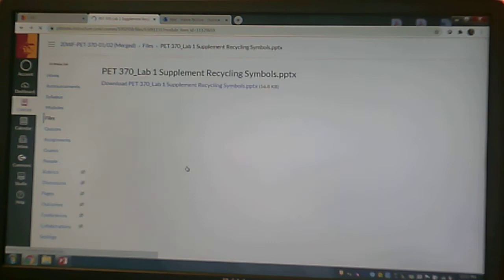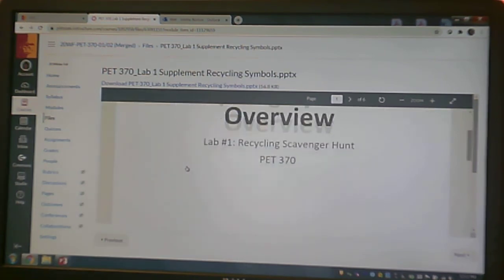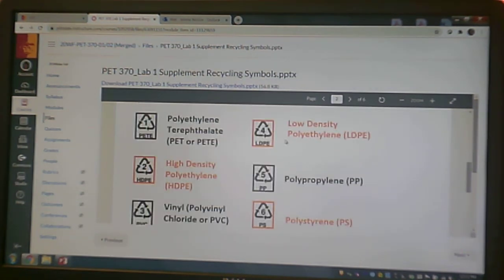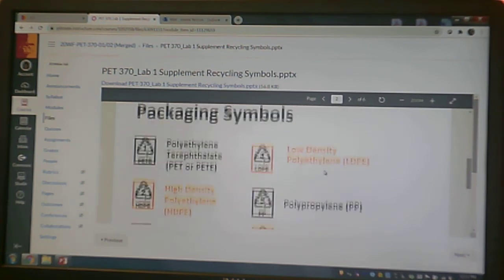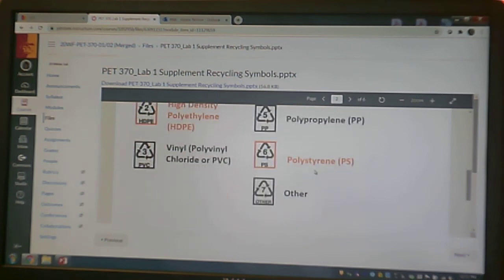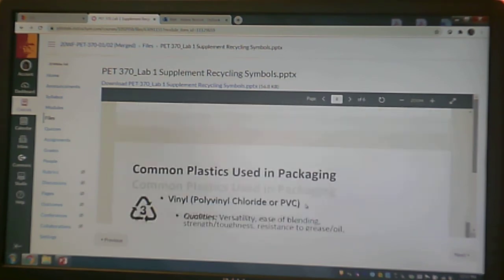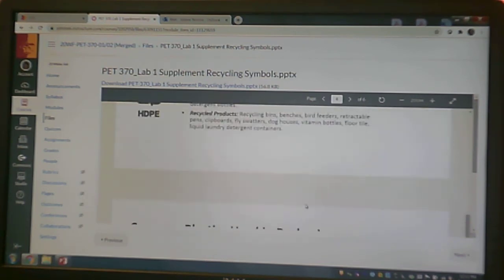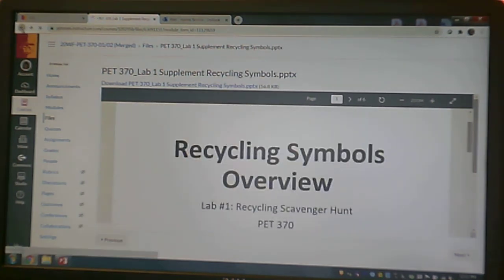So here we also have a supplement. This is very similar to the recycling codes that were presented at the end of Plastics in the Environment lecture. So these are just copies of that to give you background on the recycling symbols. So here we have the different types of packaging. So 1 is PET, 2 is HDPE, 3 is PVC, 4 is LDPE, 5 is polypropylene, 6 is polystyrene, and then we have other. And so here's some explanations of what type of plastics are usually found in those. And that should be something that you comment on when you are writing up your lab summary.